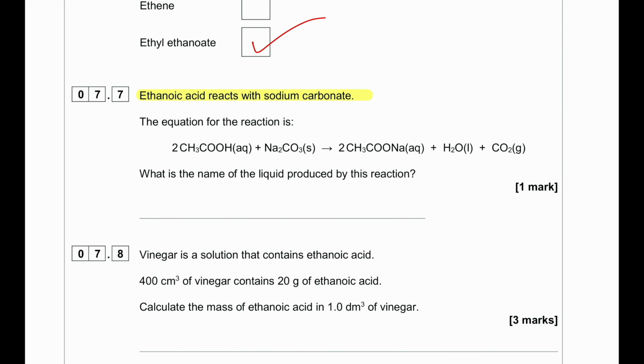Ethanoic acid reacts with sodium carbonate. Ethanoic acid reacts with sodium carbonate to produce sodium ethanoate, water, and carbon dioxide. What is the name of the liquid produced by this reaction? The liquid is water. The (l) represents the liquid.